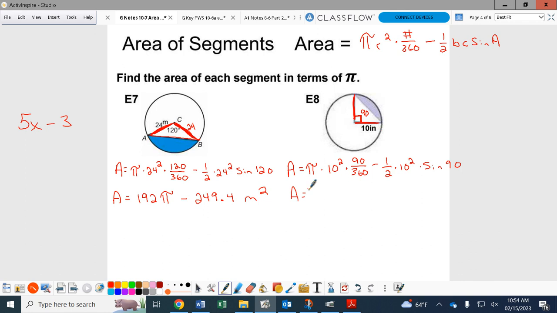Okay, what's the first part of this? 25 pi minus, what's the second part of that? 50. Okay, and that'd be inches squared. Does anybody need me to type either part of that? We're good on that? Okay, guys. Okay, look at the next pictures.